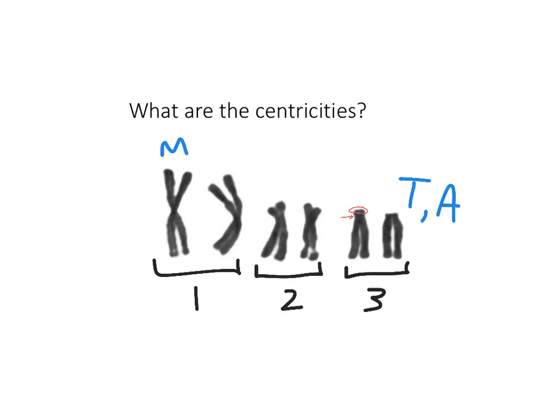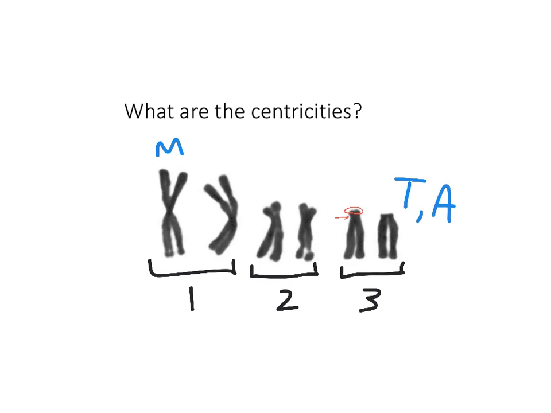Again, there is a formal definition of how you calculate the centricities that I showed a couple of days ago. We're not going to use that. I just wanted you to know there is a quantitative definition of how long the arms have to be. But for number 2, yeah, that could be submetacentric or acrocentric.